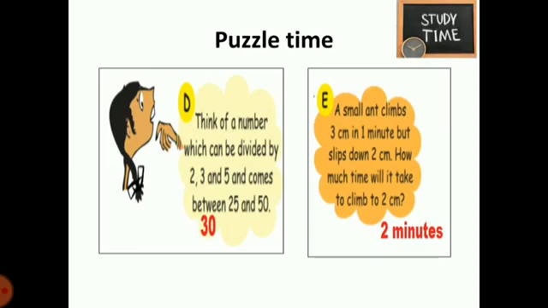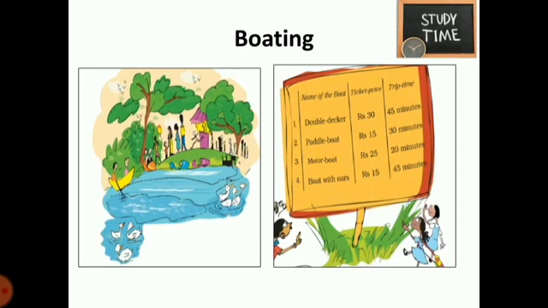A small ant climbs 3 centimeters in 1 minute but slips down 2 centimeters. How much time will it take to climb 2 centimeters? So first it will climb 3 centimeters, again it slips down 2 centimeters, so it would have reached only 1 centimeter. Again it will climb to 4 centimeters height and it will slip down to 2 centimeters. So totally in 2 minutes it will climb 2 centimeters.